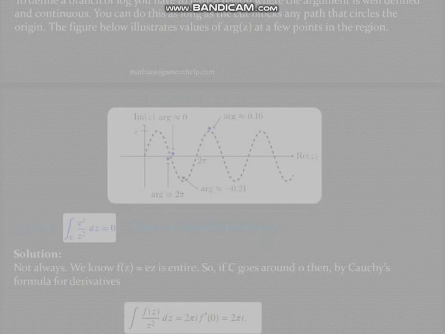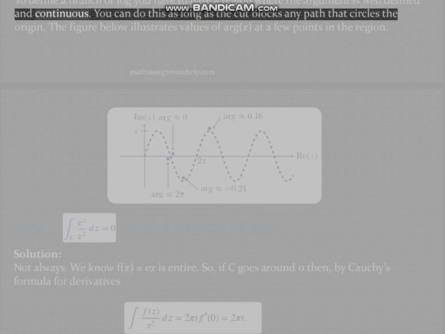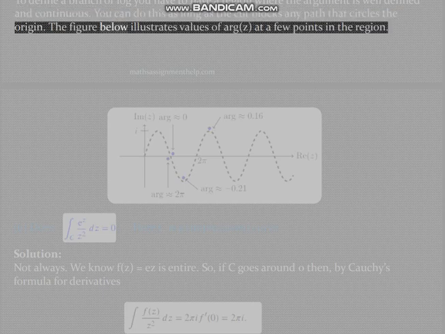To define a branch of log, you have to have a region where the argument is well defined and continuous. You can do this as long as the cut blocks any path that circles the origin. The figure below illustrates values of arg iz at a few points in the region.